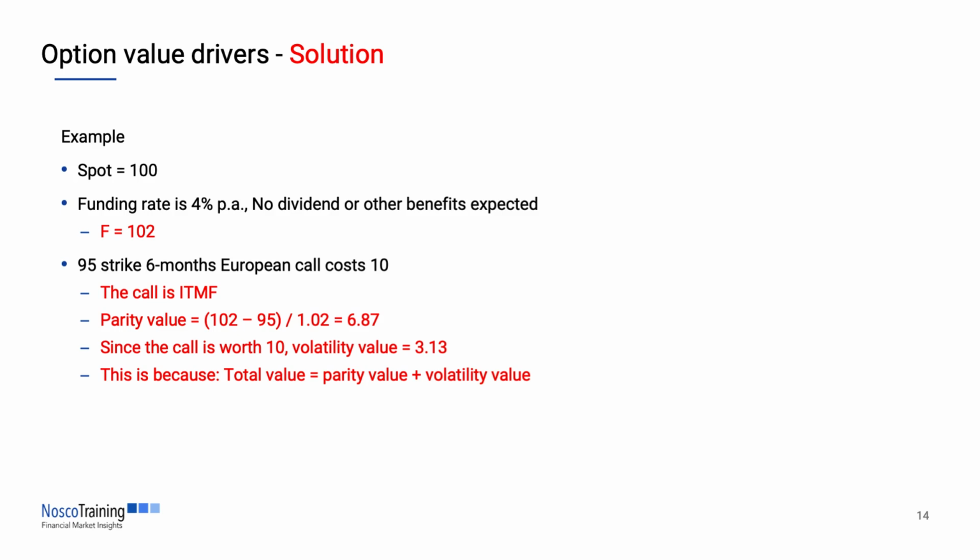To find the volatility value, we use the observed market price of the call, which is 10. Since the total option value equals parity value plus volatility value, the volatility value is 10 minus 6.87 and therefore 3.13.